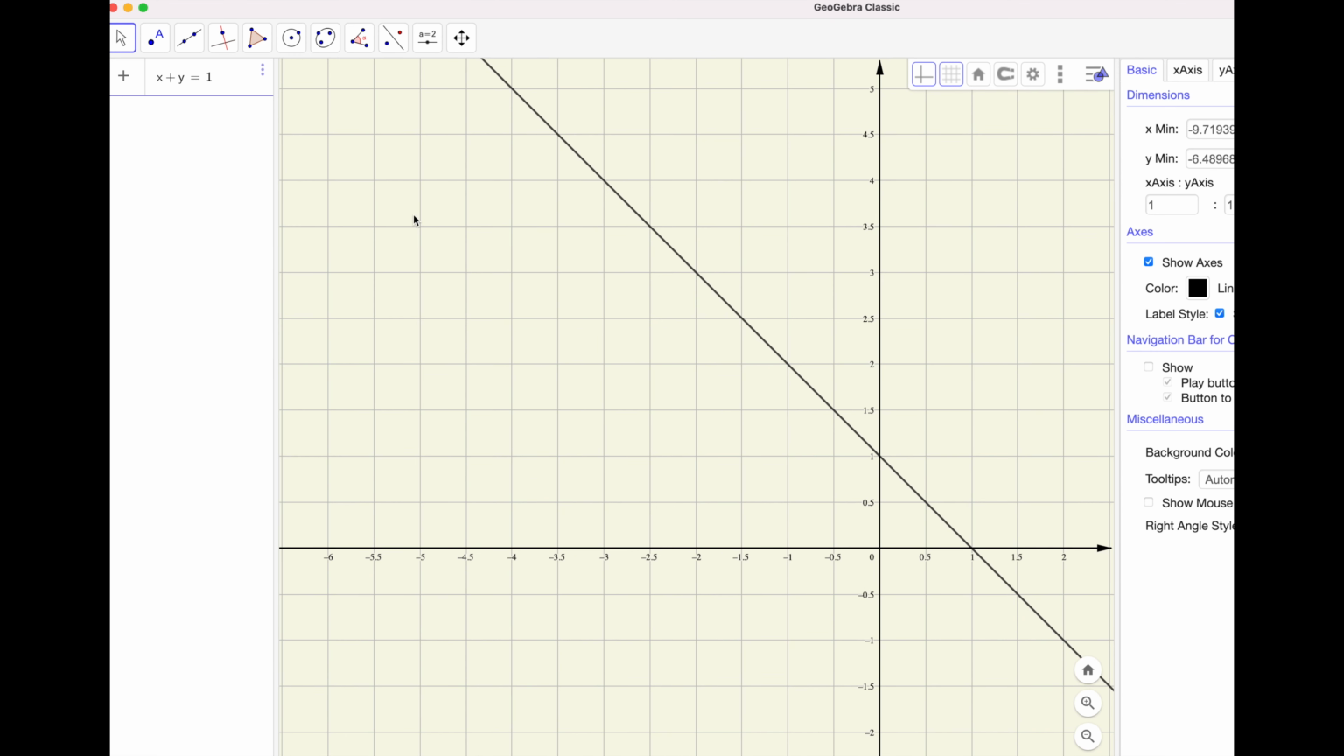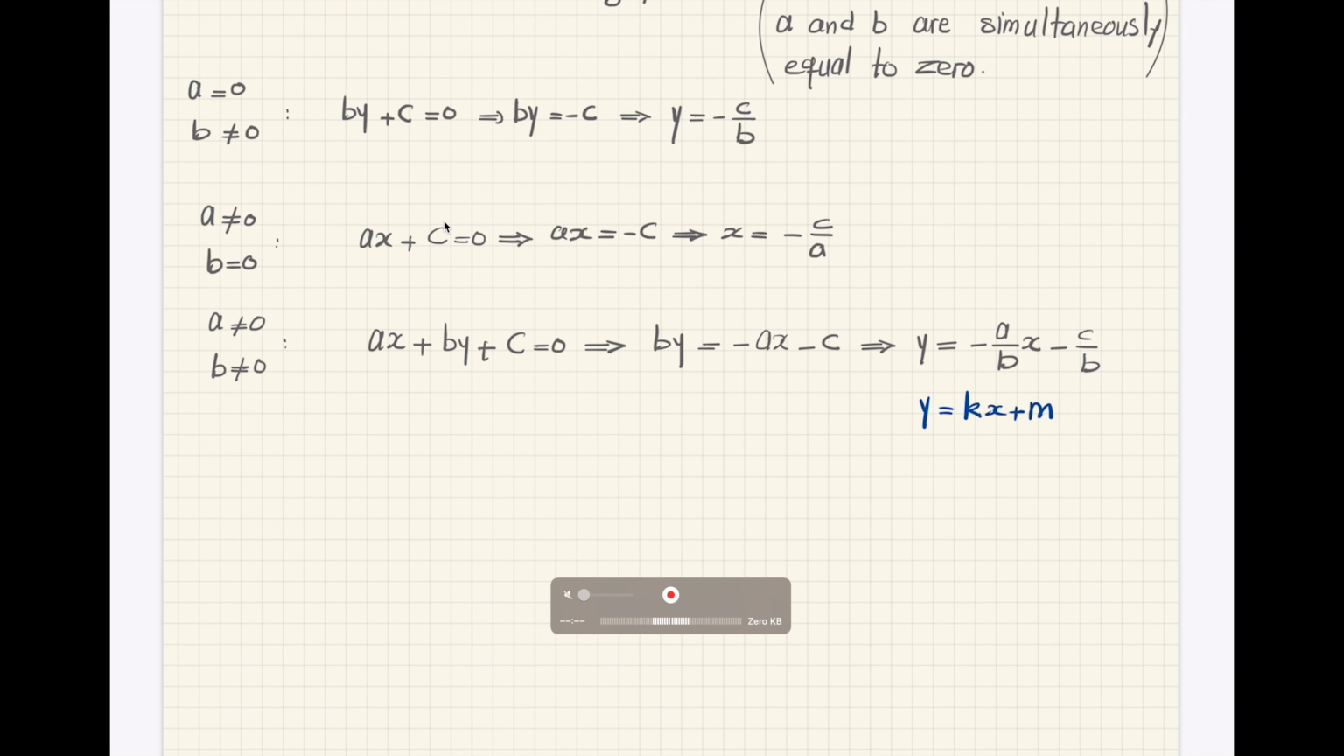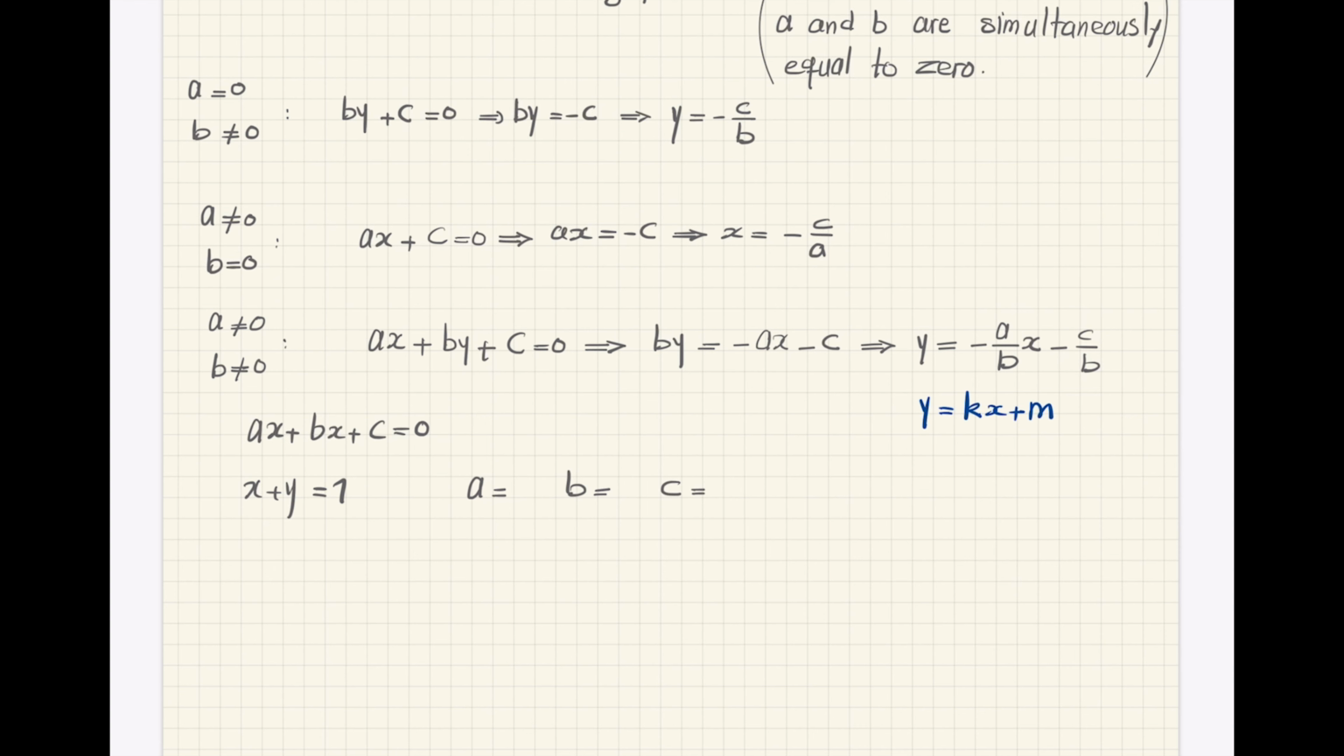And of course it is also understandable for you, because if you see here, if I go back here, I wrote x plus y equals 1 in GeoGebra. Now let us compare this with this equation. Okay, now can you tell me what is playing the role of A in this equation, what is playing the role of B, and what is playing the role of C?